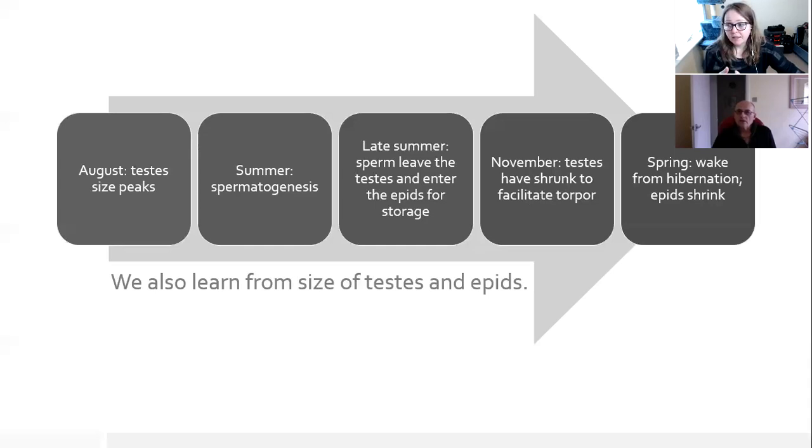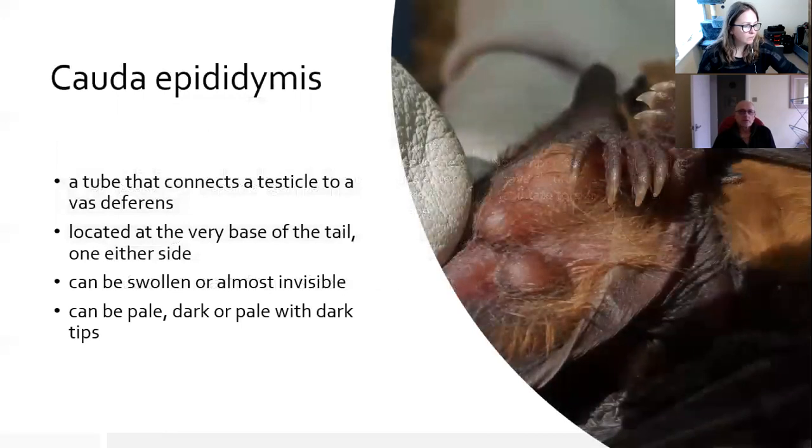But when we're collecting a full data set, we record the relative size of testes and the relative size of epids as well on a scale of 0, 1, 2. So 0, they're pretty much non-existent. 1, you can see them, and 2, they're very obvious. So in spring the epids are shrinking, and then it all starts again in kind of August time.